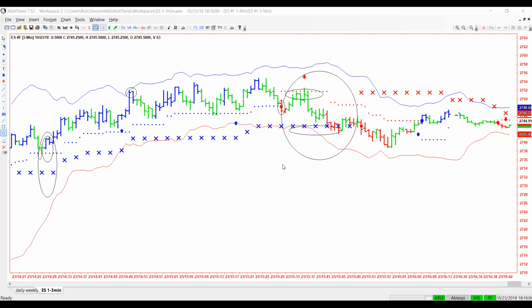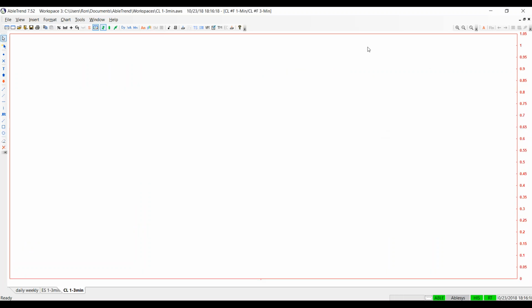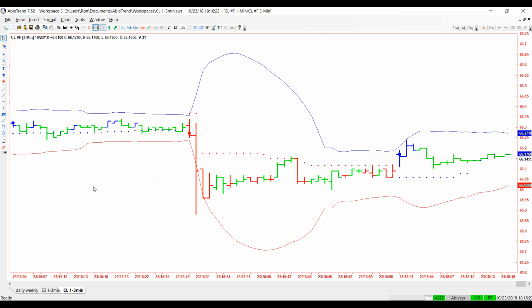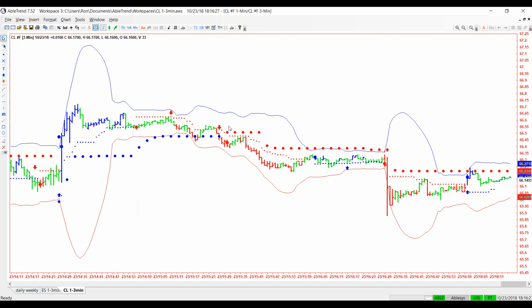On the 1 minute, 3 minute, there were some nice Able Trend signals today on the 1 minute, 3 minute CL chart. I'll bring that up real quick. Here we go. Good job, Sean. Really nice sell signal right in this area right here. That's just a perfect sweet spot.